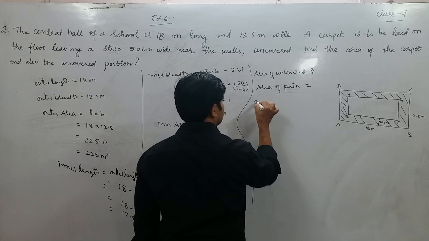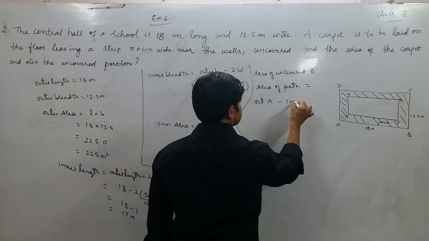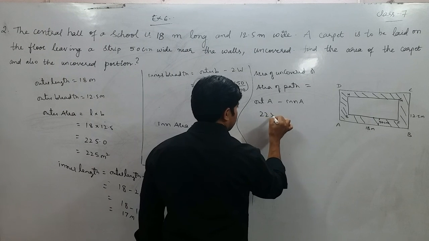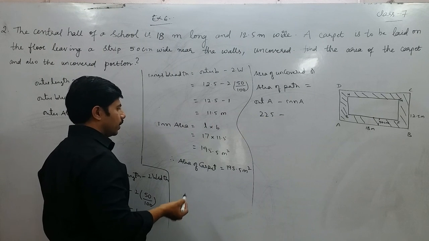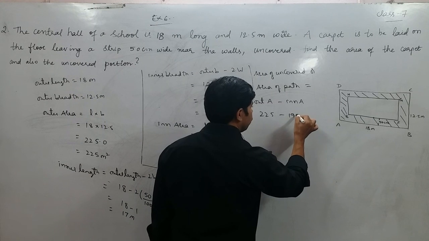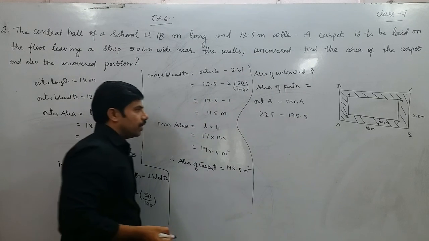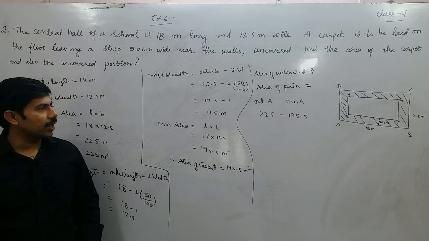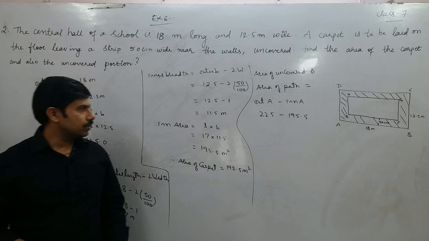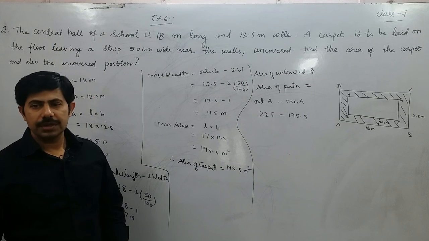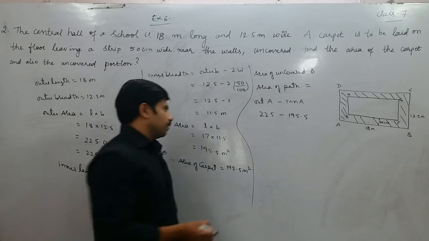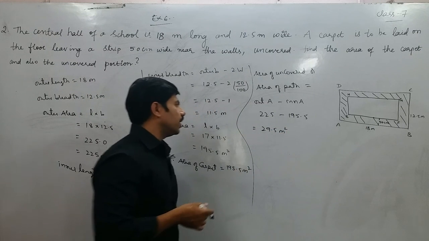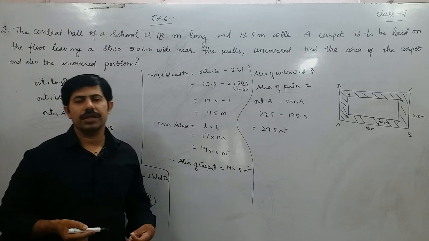This is equal to outer area minus inner area. So what is outer area? We have 225 minus inner area, that is area of carpet, 195.5. These two we need to subtract. 225 minus 195.5, that is what we'll get is 29.5. It is 29.5 meter square. This is the uncovered area and this is the area of carpet. Okay, this is completed.